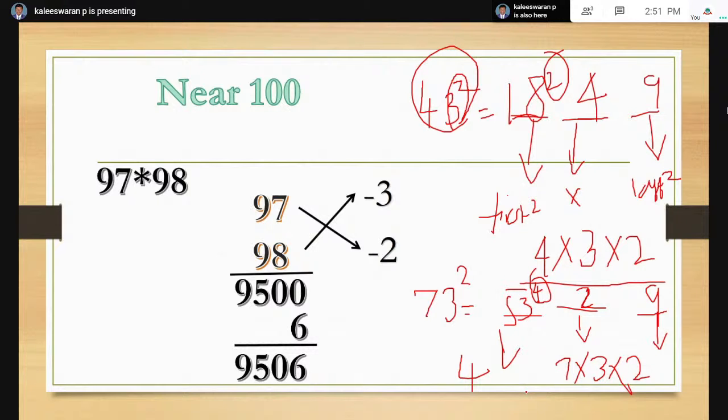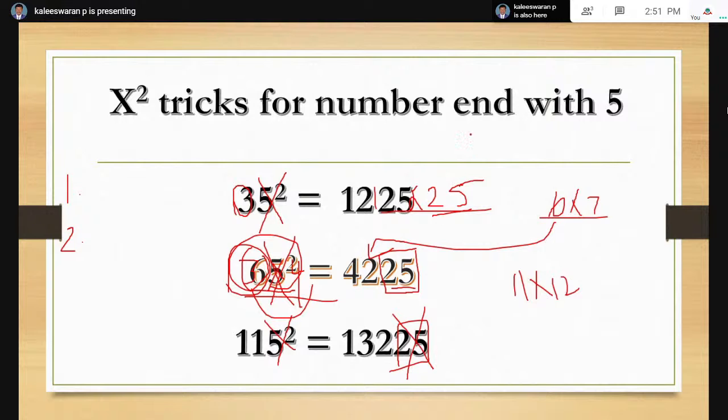Okay, another example. Number 82 square. How to solve this 82 square? The same 3 steps. What is the first step? Unit digit square. 2 square equal to 4.